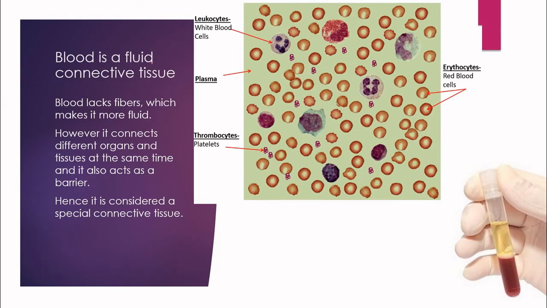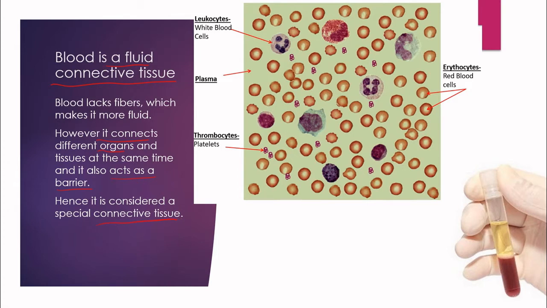So blood is actually a fluid connective tissue. It does lack fibers, which makes it more fluid. And you'd think a connective tissue like a ligament or a tendon would be full of those fibers. Blood doesn't have them. However, it does connect different organs at the same time. It also acts as a barrier to some substances. So technically, we can call it a connective tissue.